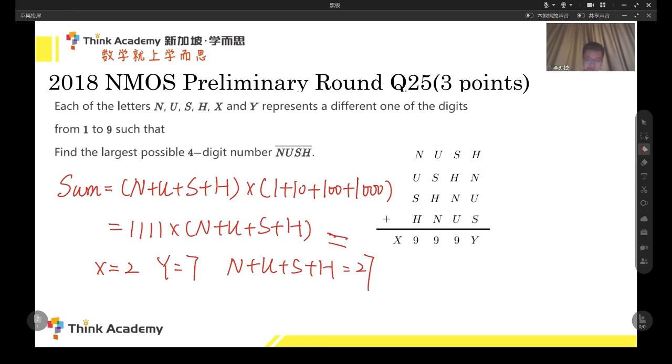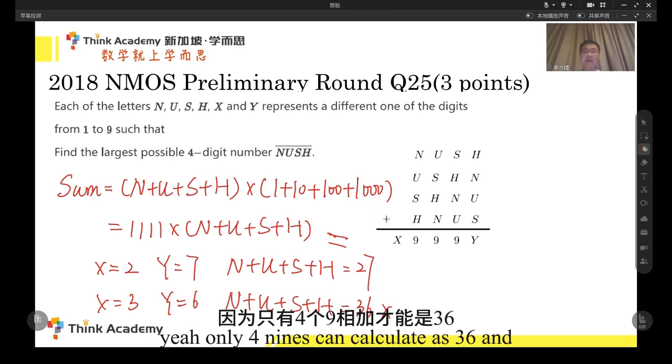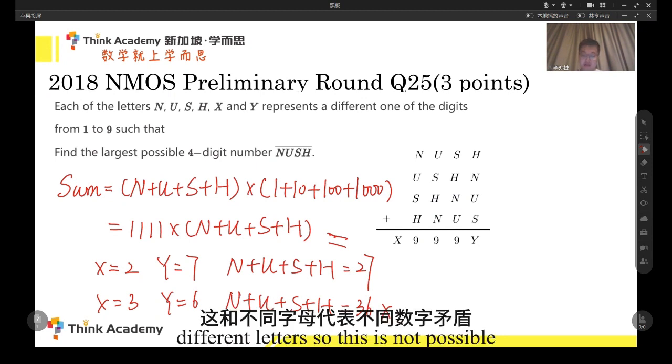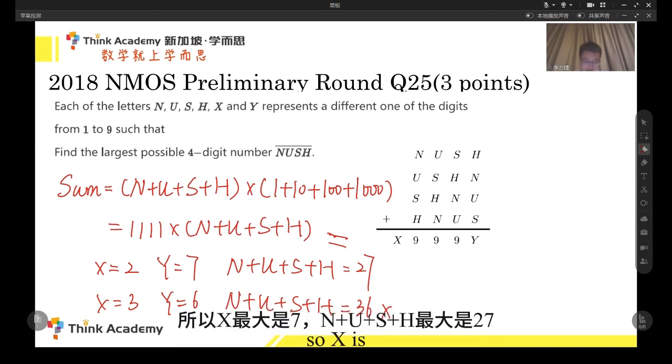So if x is even larger, if x equals to 3, for the same reason, you can calculate that y should be 6, and n plus u plus s plus h should be 36. And this is impossible, as only four 9s can add up to 36, and we need different numbers, different letters. So this is not possible. So x is at maximum 2, and n plus u plus s plus h is at most 27.